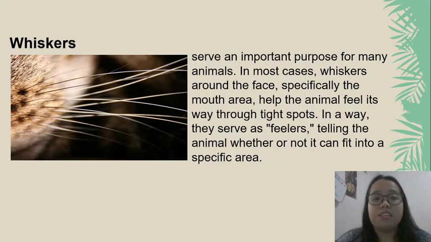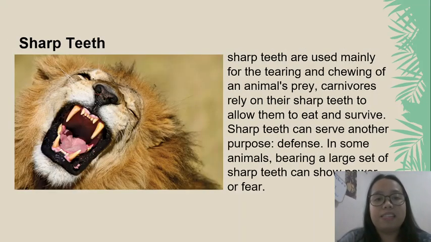So whiskers are really important because they can feel. That is why they are called feelers kasi they can feel na merong prey or kalaban, or also they can feel whether or not ma-fit ba sila sa that area. It's really very helpful to them. And then next we have sharp teeth.